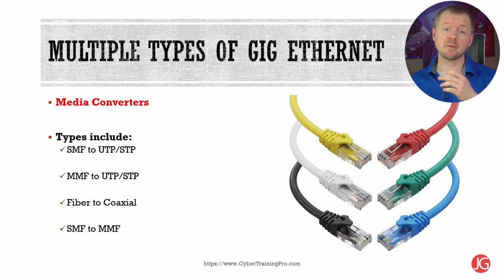So what happens if you don't have compatible types of Ethernet? Luckily, a lot of manufacturers have created media converters that are either boxes or dongles on either side of the connection. Some types include single mode fiber to UTP or STP, multi-mode fiber to UTP STP, fiber to coaxial, and SMF or single mode fiber to multi-mode fiber. You might even see some devices called small form factor pluggables or SFPs that are hot swappable into devices like switches.